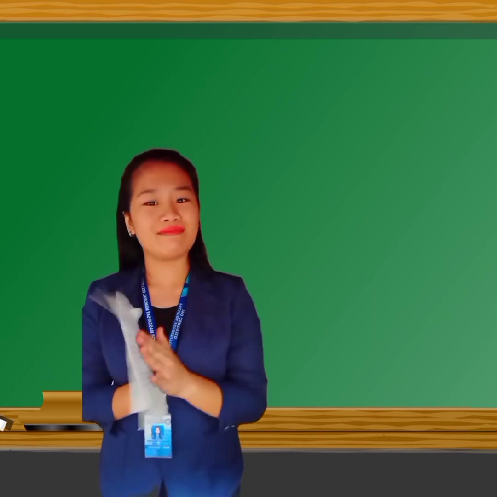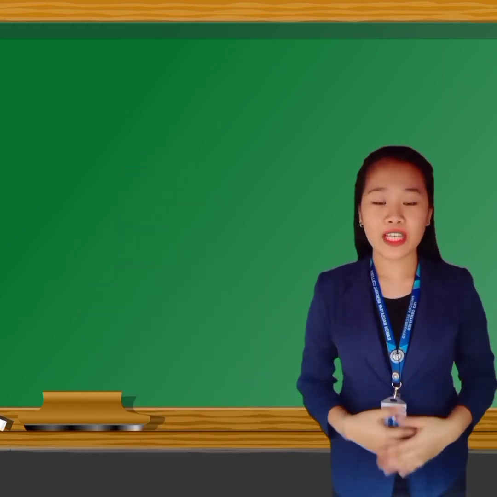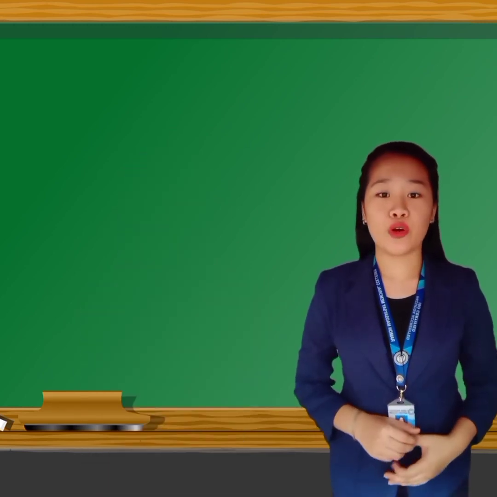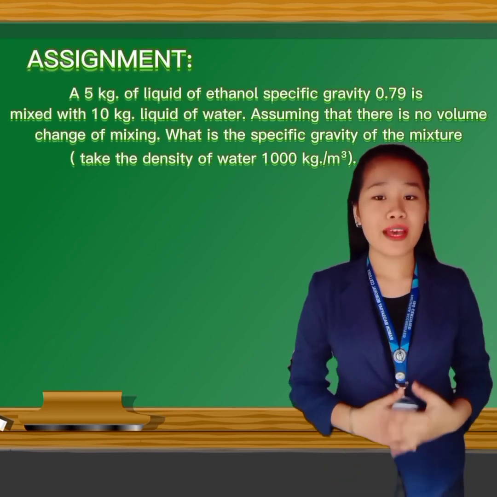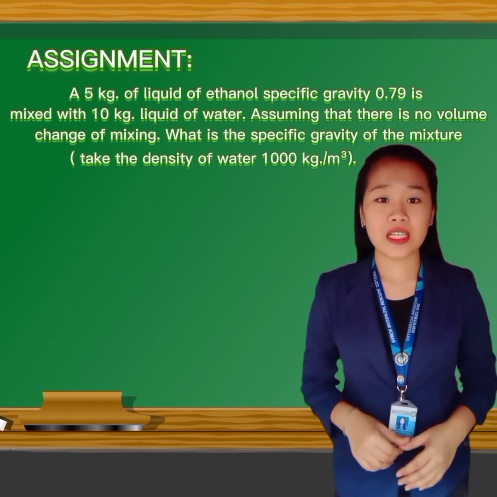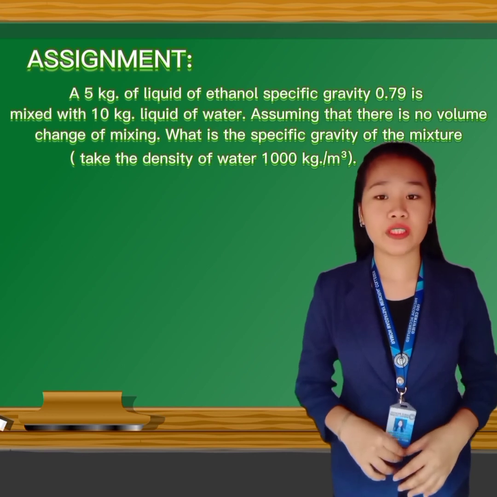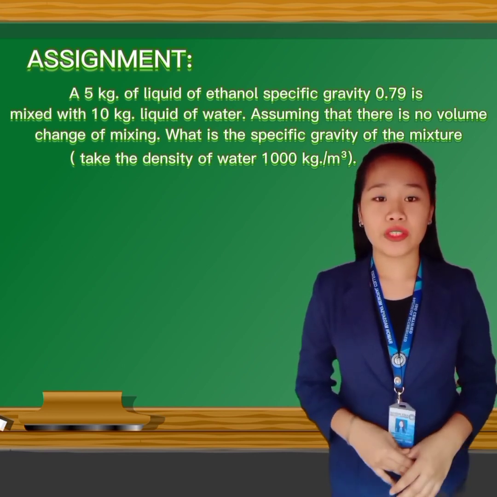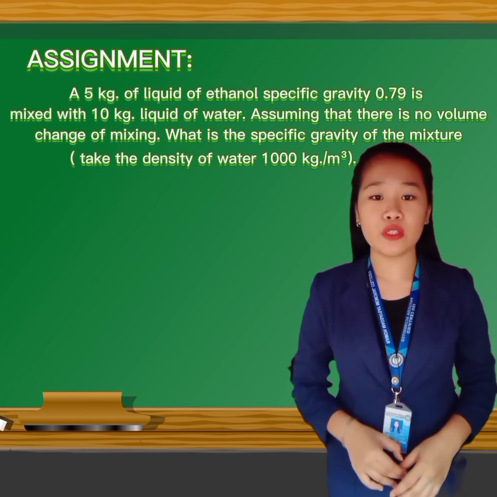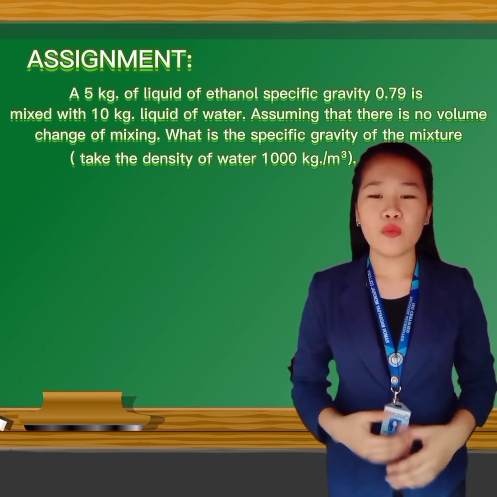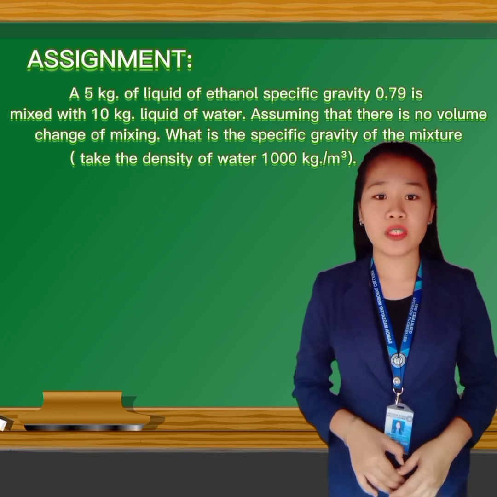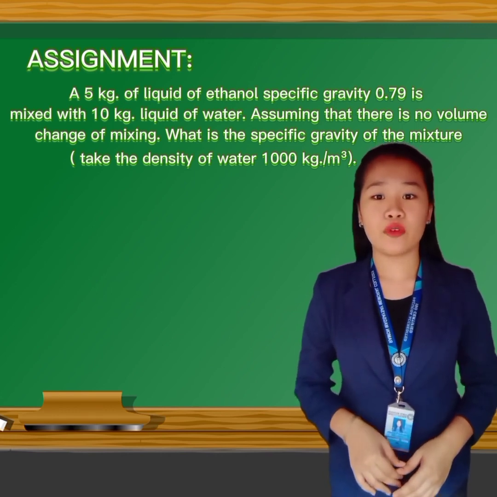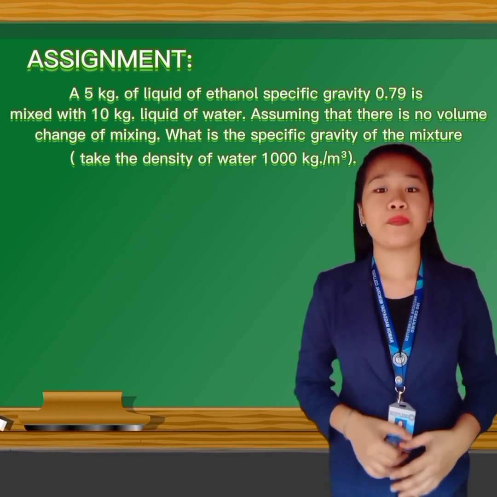Very good. Class, I have an assignment here to be submitted tomorrow. A 5 kilogram of liquid ethanol with specific gravity 0.79 is mixed with 10 kilograms of liquid water, assuming that there is no volume change of mixing. What is the specific gravity of the mixture? Take the density of water as 1000 kilograms per cubic meter.